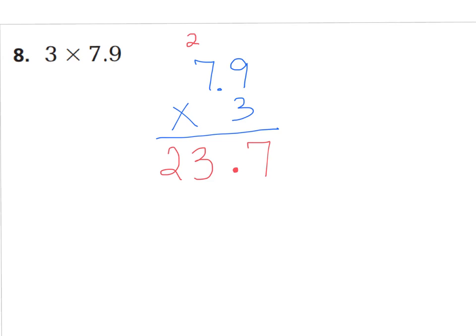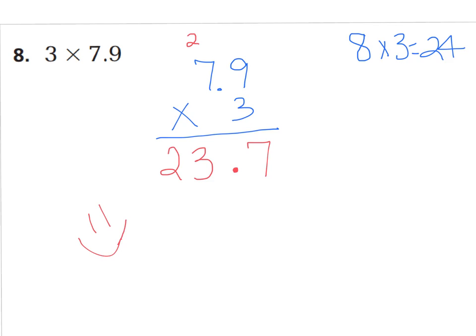Let's go ahead and estimate, just to make sure our answer is reasonable and makes sense. 7 and 9 tenths is really close to 8 wholes. I'm going to call that 8 wholes, because it's just 1/10 away from it. 8 times 3 is 24 wholes. Let's look down at our product. Are we really close to 24 wholes? Yes, we are. In fact, if we were to round 7 and 9 tenths up to the next whole, we would have 24. So our answer is reasonable.